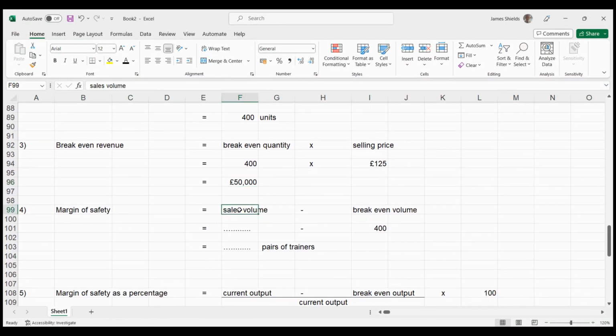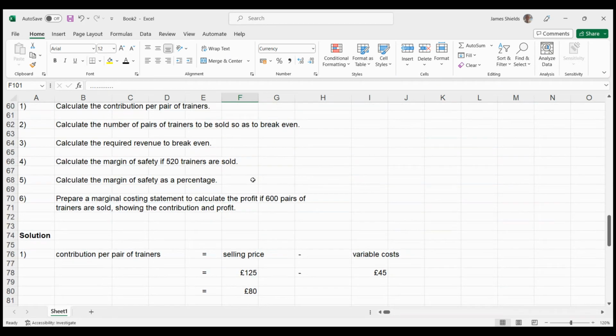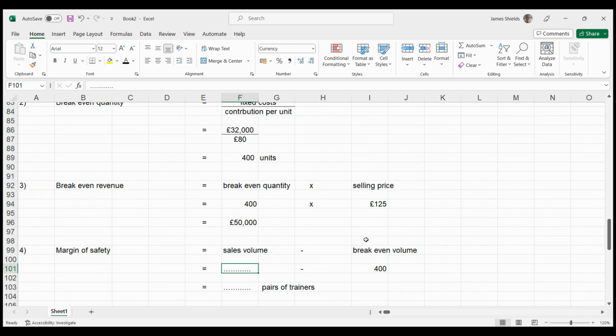Margin of safety is just sales volume take away the break-even volume. Break-even volume we worked out in part 2 was 400 units. And the sales volume is given to us in part 4 of the question: 520 trainers. So the margin of safety is the difference between the sales volume and the break-even volume. So that's going to be 120 pairs of trainers. So the margin of safety, they're selling 120 pairs of trainers more than they need to in order to break even.